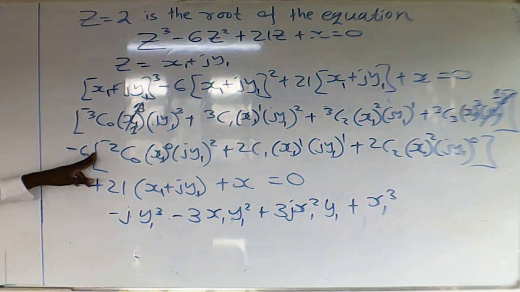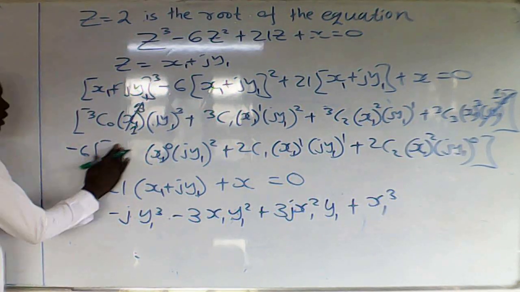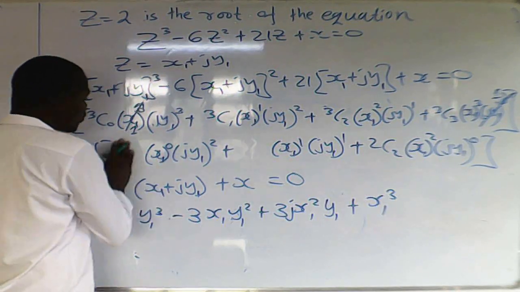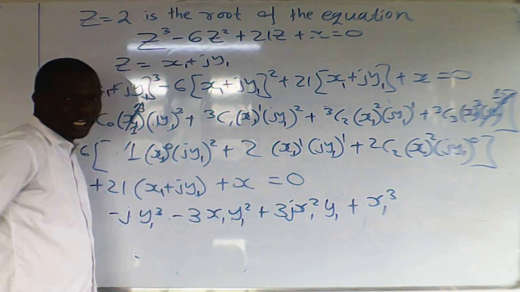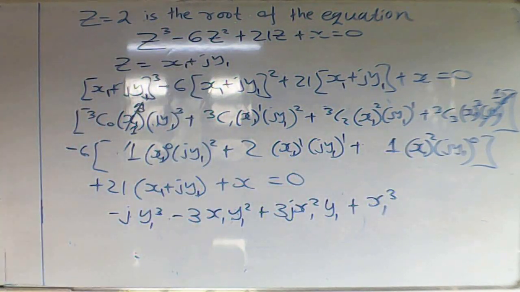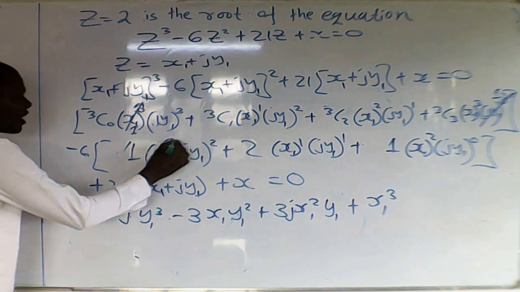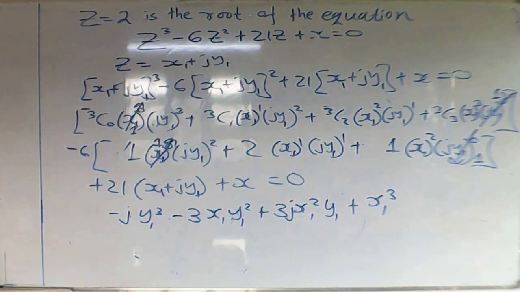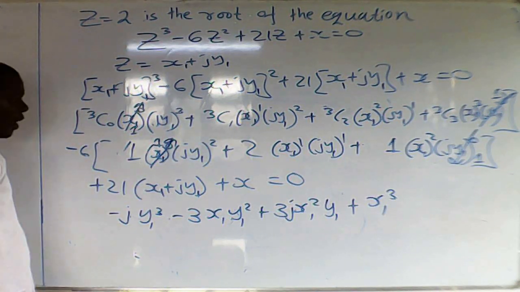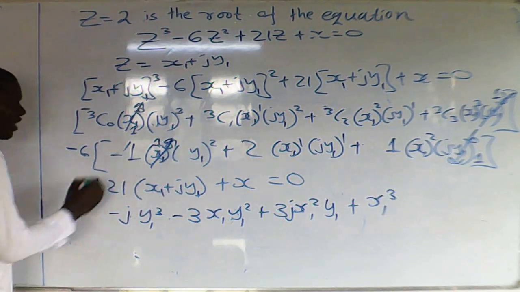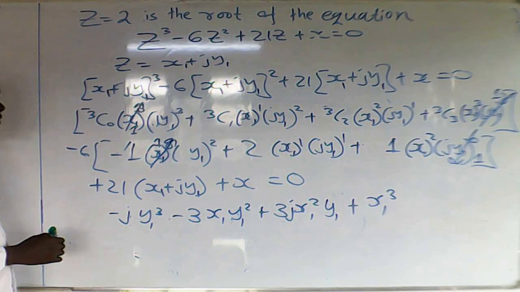Move to the next bracket. 2 combination 0 is 1. 2 combination 1 is 2, isn't it? Then 2 combination 2 is 1. Anything raised to power 0 is 1, meaning this is 1, and this other one is also 1. So what do you remain with? j squared is negative 1, isn't it? So j squared is negative 1, so it means if you remove j there, you have negative outside, isn't it? Are you together?